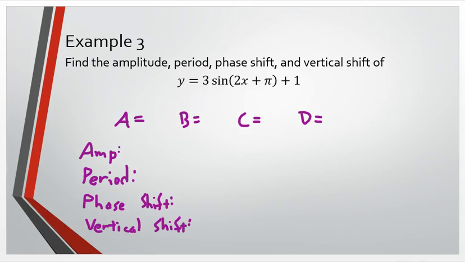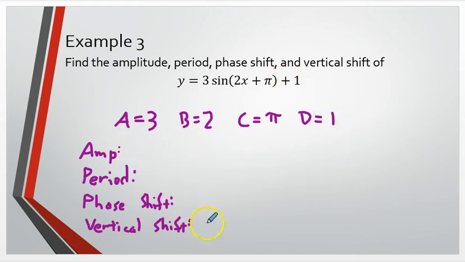Here's another example asking us for those 4 components, and this time we do have numbers in all 4 spots. So to begin, the number being multiplied by sine or cosine, that's your A value. The number being multiplied specifically to the x variable is 2, so that's B. The number that's being added or subtracted that is in parentheses, and usually this number will have a pi in it, that's pretty common, that number in this case is pi. And then the number that's being added or subtracted outside of the parentheses is your D value.